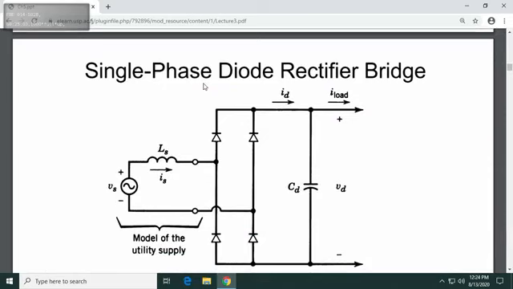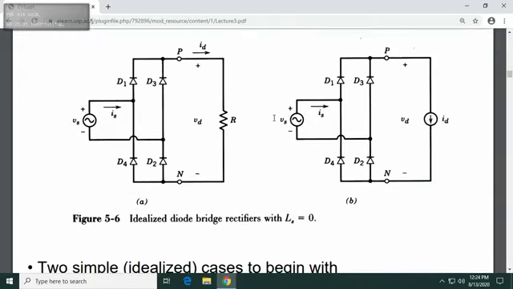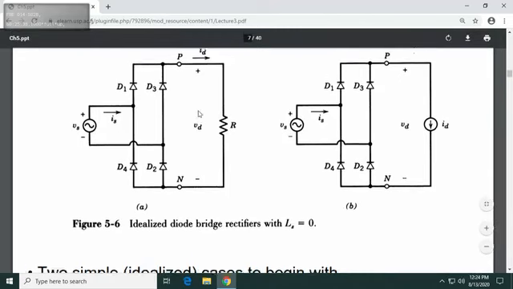Now let's move to something which we have already done: the single phase diode rectifier. Actually it's called a single phase bridge rectifier. We are going to look at this circuit first.